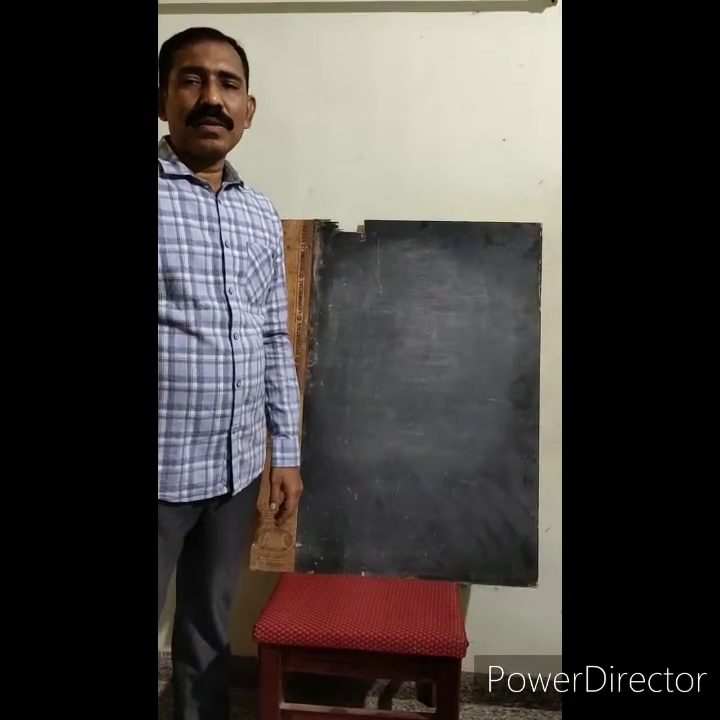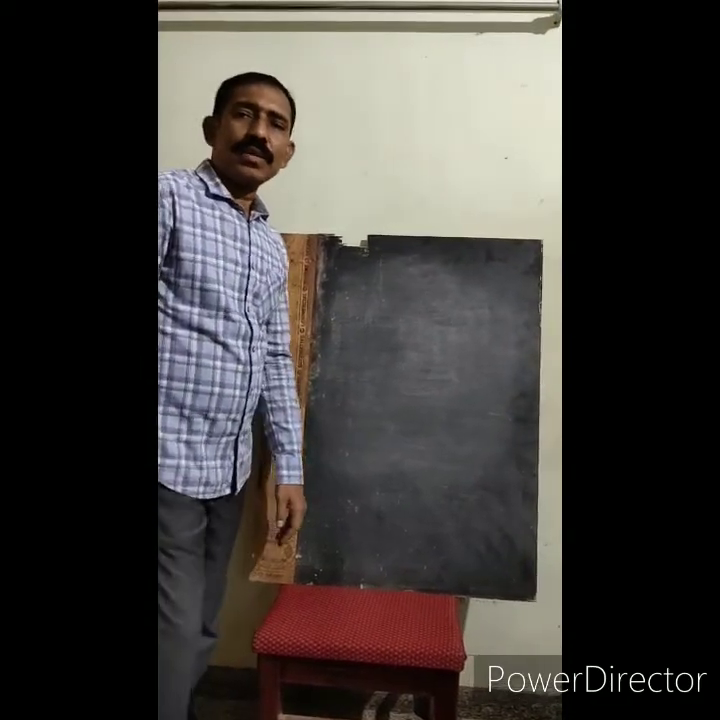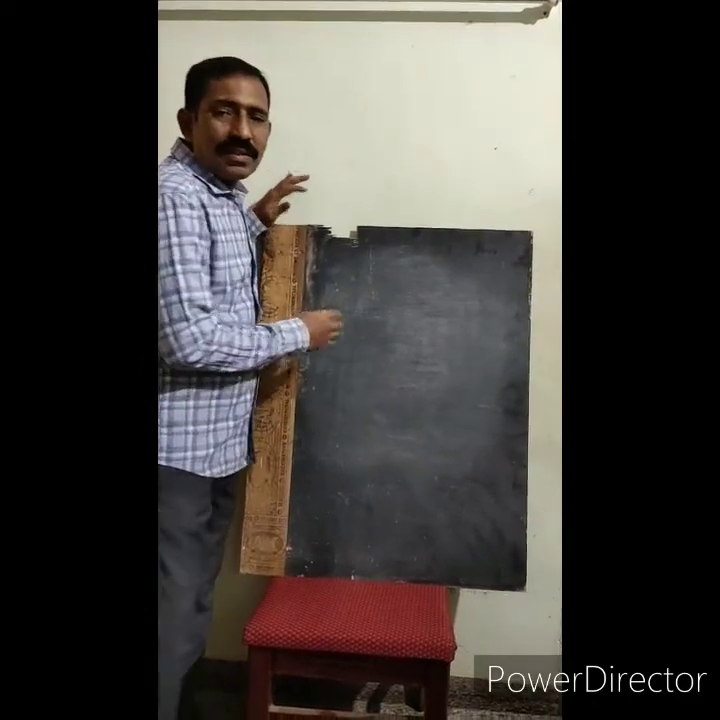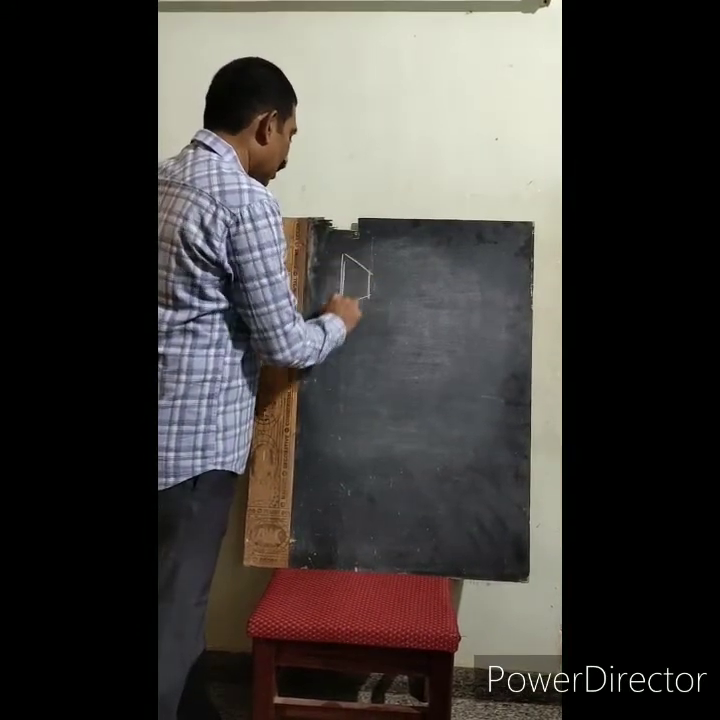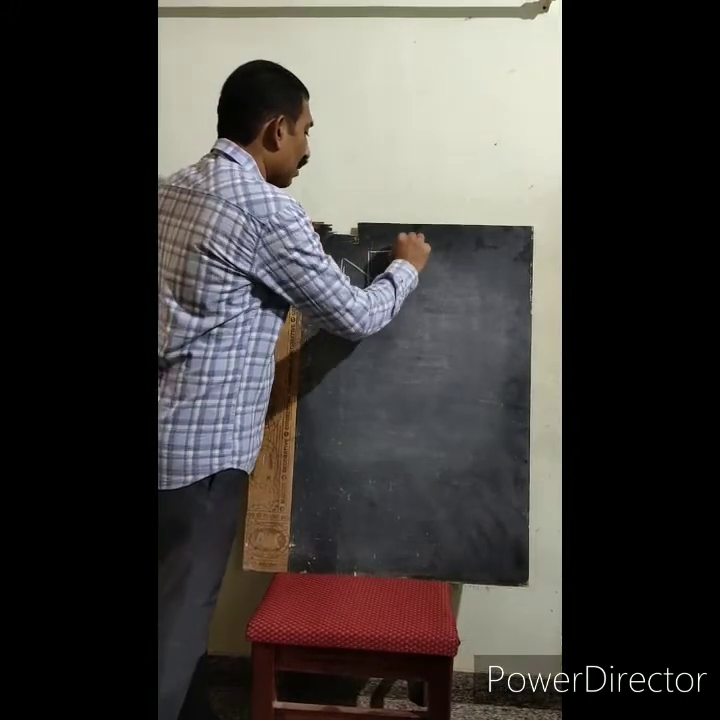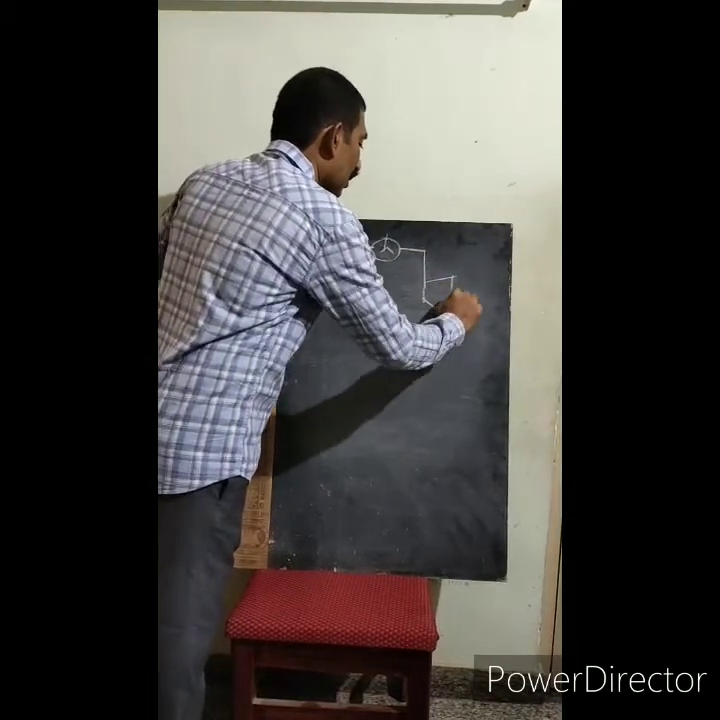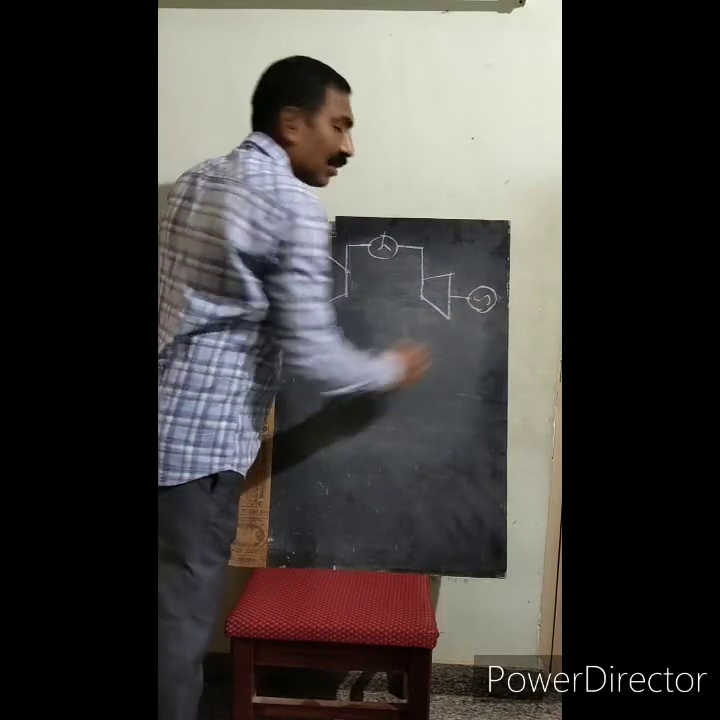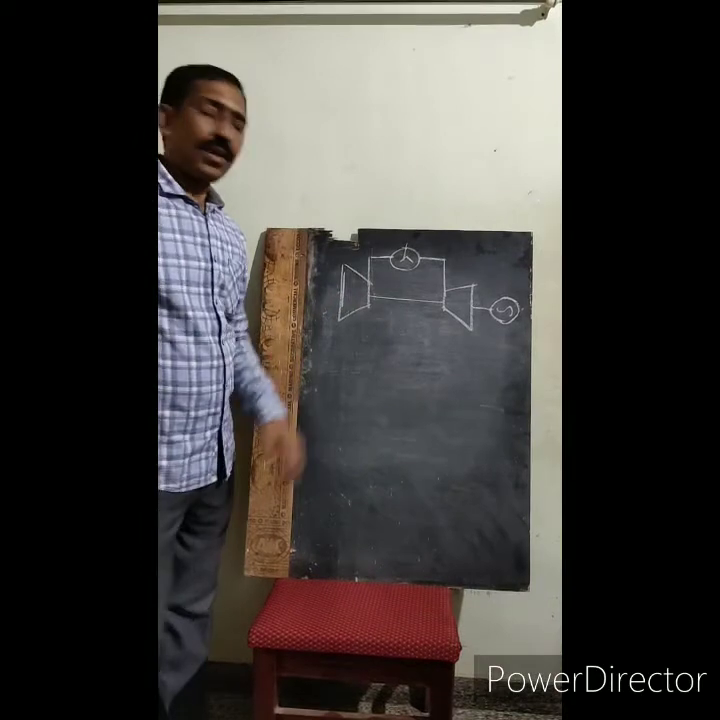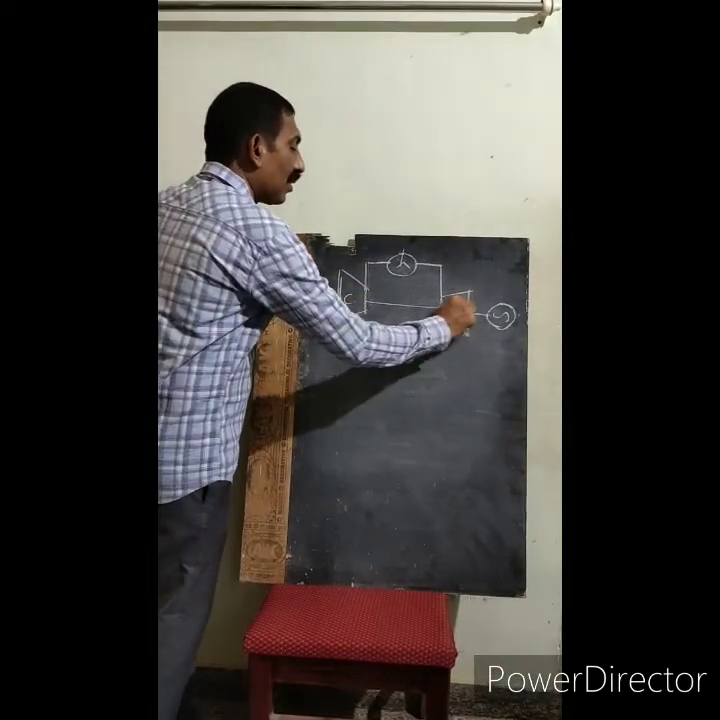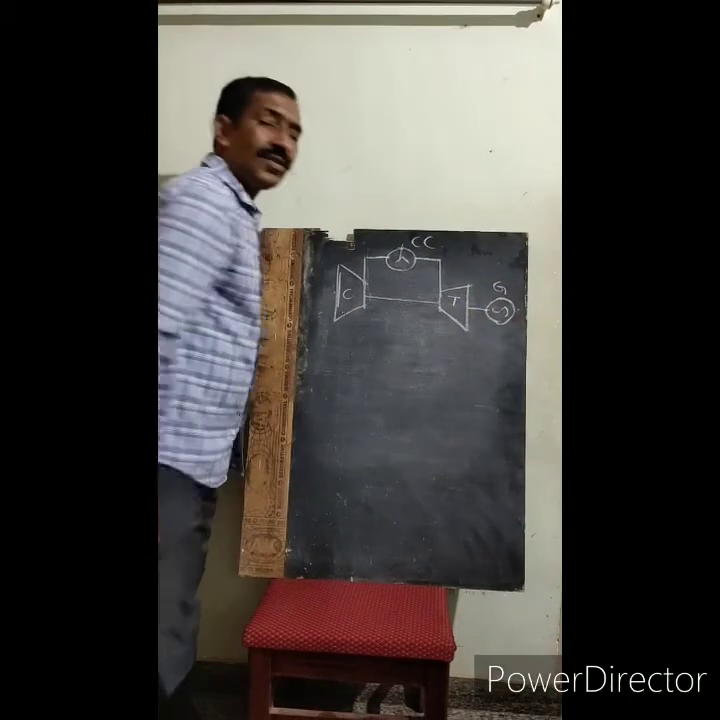Dear students, we have already studied how electric power is generated by using a gas power cycle. Gas power cycle is nothing but a Brayton cycle. So it consists of a compressor, a combustion chamber and a turbine. The turbine shaft is connected to the generator shaft, and the compressor and the turbine are connected with the same shaft. So this is the compressor, this is the turbine, this is the combustion chamber, and this is nothing but a generator.